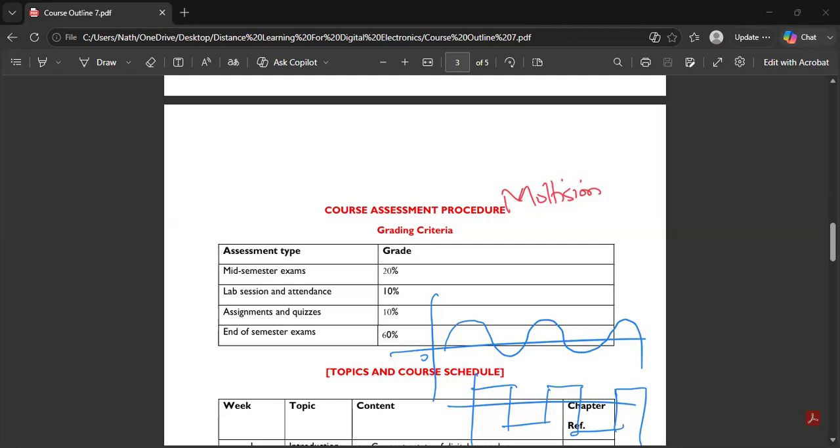Then we'll look at lab sessions and attendance. It's going to be 10% of your score. It rewards practical participation and consistency. So for any lab session and attendance we take, you need to be always present and involved. If not, you're going to lose a whopping 10%. Then assignments and quizzes will be 10% as well. Then the end of semester exam is going to be 60% of your score, assignments and quizzes 10%, lab sessions and attendance 10%, and the midterm 20% of your score.